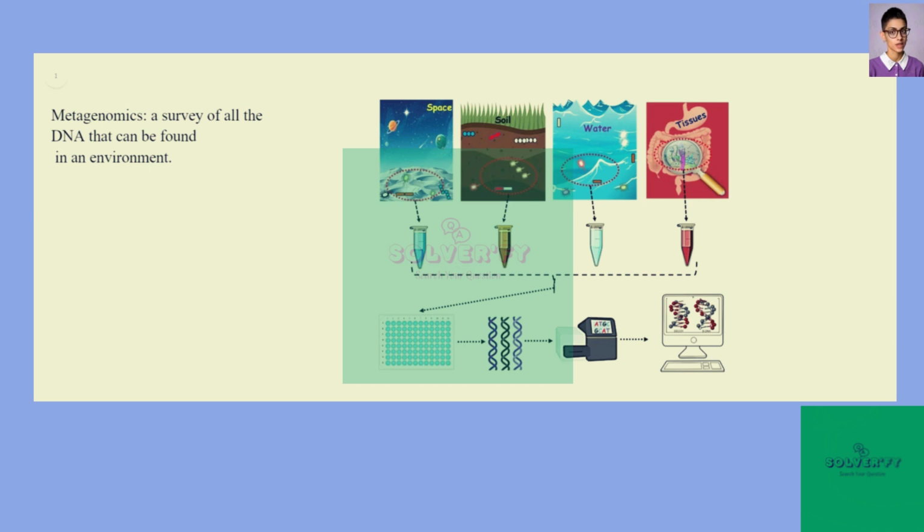So the first step in metagenomics is collecting the sample. The second step would be to isolate the DNA. The third step would be to amplify the DNA. And by amplify, you use polymerase chain reaction to make more copies of the DNA, because if you have more copies of the DNA, you can more easily sequence and align them.